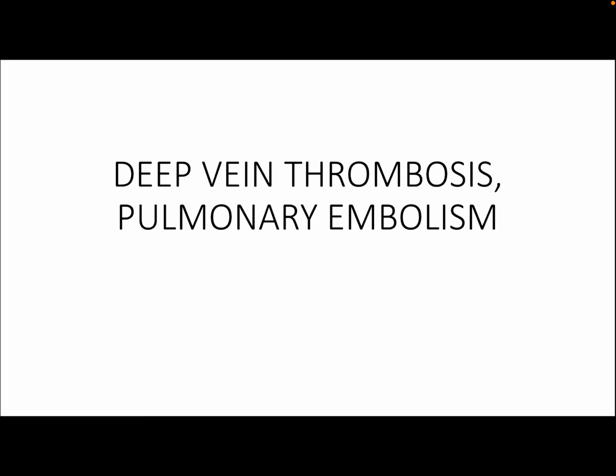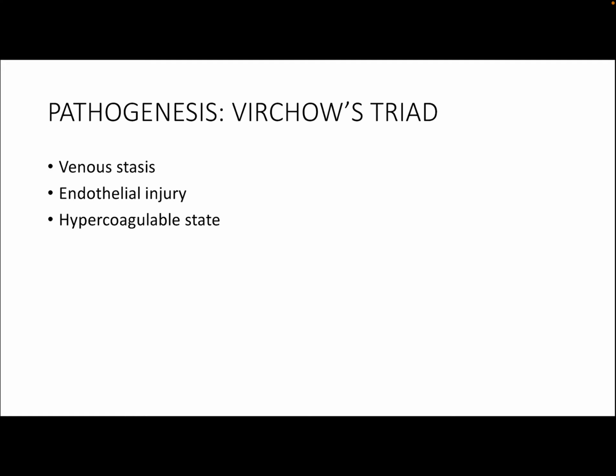Hello everyone. Today I'll be talking about deep vein thrombosis and pulmonary embolism, starting with DVT. The pathogenesis of DVT mainly revolves around Virchow's triad, which I'm quite sure most of you know. It consists of venous stasis, endothelial injury, and a hypercoagulable state. Now, these are three factors that lead to thrombus formation.